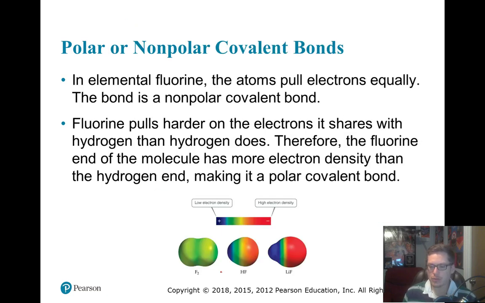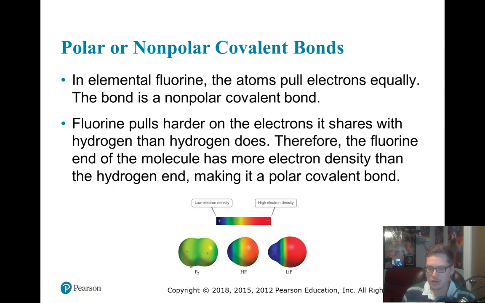So here's another way to represent it. You've got elemental fluorine, hydrofluoric acid, and lithium fluoride here. Notice that in fluorine, you've got two fluorine atoms right here, and because they're the same, they're going to be pulling on these electrons equally hard. This color chart up here shows us where the electron density is. A blue area means really low electron density. A red area means high electron density. We get this variation in colors here.